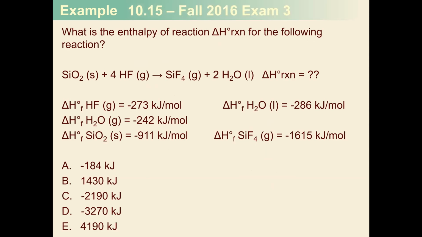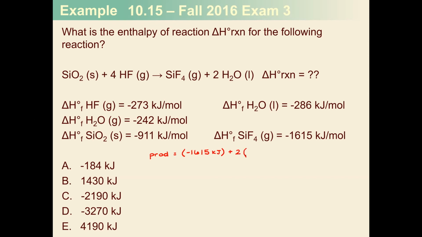Let's try this for our final example of this video. What is the enthalpy of reaction, our delta H of reaction, for the following reaction? So you will notice that I have SiO2 plus 4HF going to SiF2 and 2 waters. So how can I do this? Well, the first thing we need to do is go and get the delta H of our products. So in this case, our products are going to be my SiF2. So you will see that I am going to get negative 1615 kilojoules. There's only one of them. And then I will need to add 2 waters.